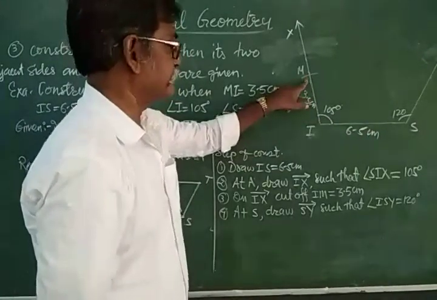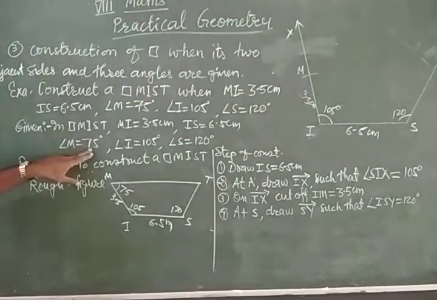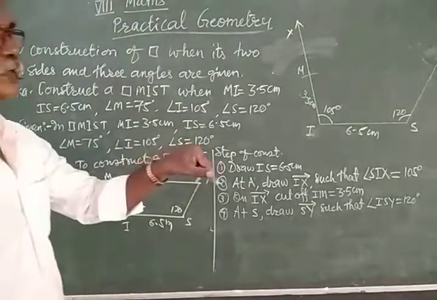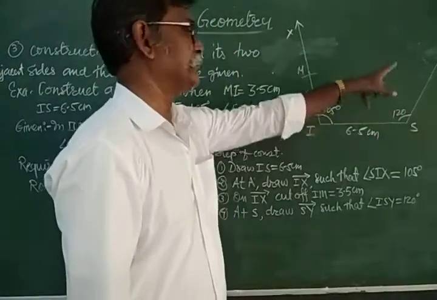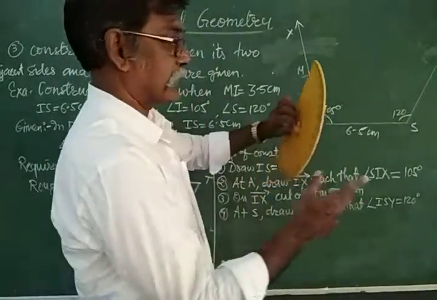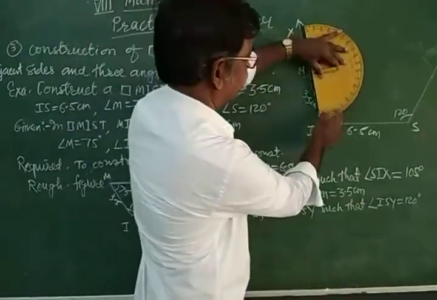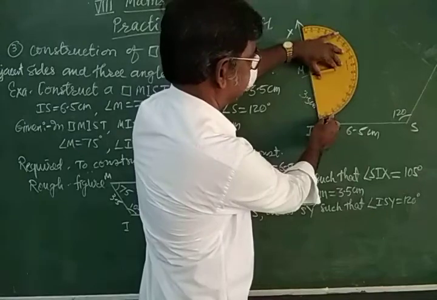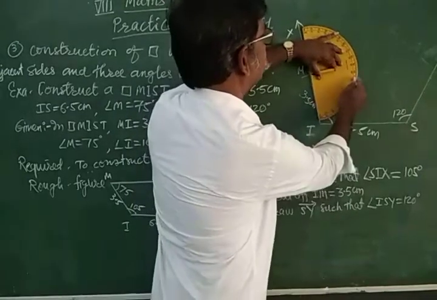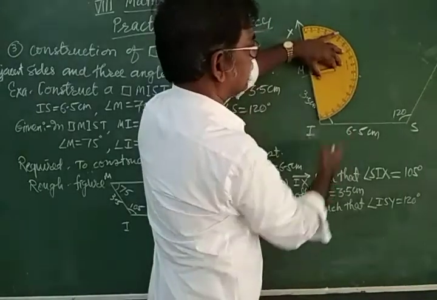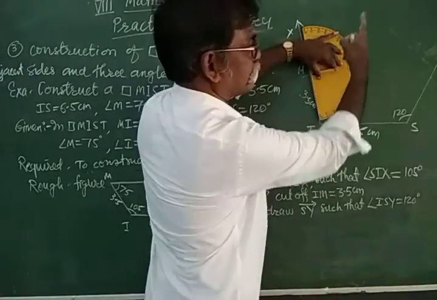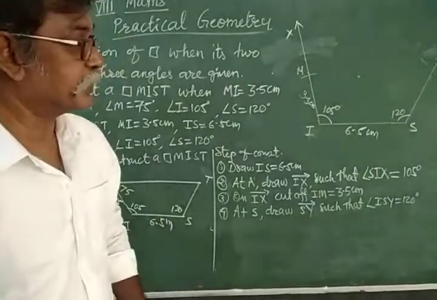Now at M, angle M is equal to 75. We will draw another ray. That ray will intersect SY, and that point will be T. So, sir, I think like this 75, 70 and 5 is this. Otherwise, if you take 75 from here, it will be opposite. So, join that.